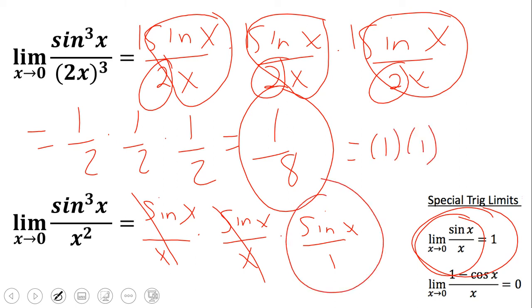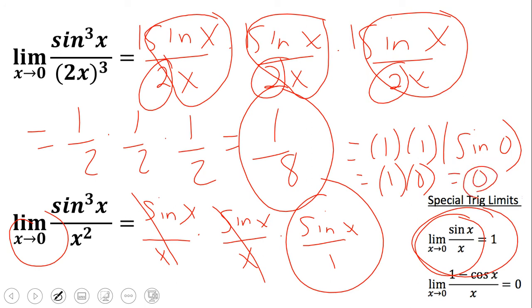Then for the lonely sine by itself, you have to actually plug in the 0. Remember, that's what it means to take the limit. So you're going to find the sine of 0. If you take a look at your trig reference sheet, the sine of 0 is 0, which means you're going to wind up with 1 times 0, which is why the final answer to this problem turns out to be 0.